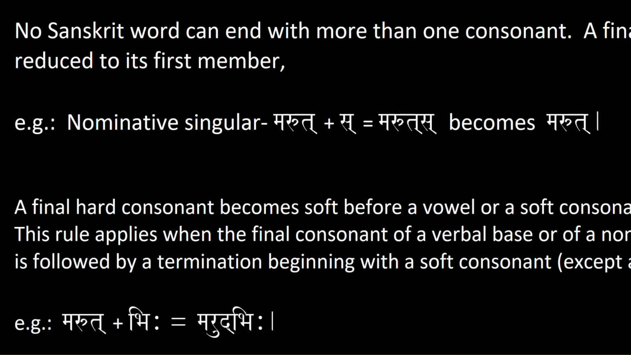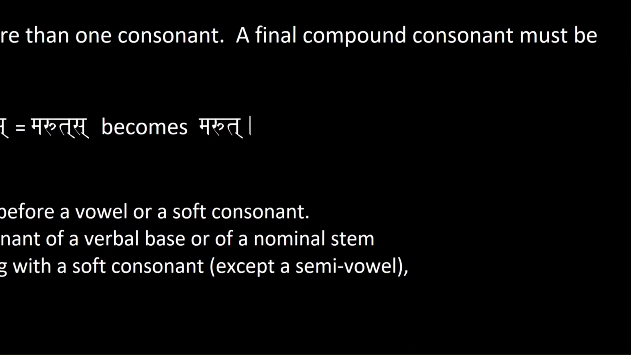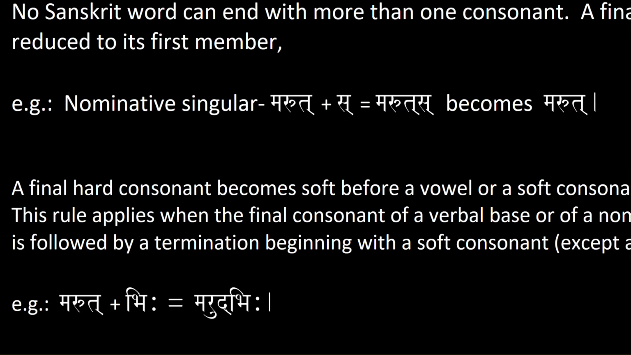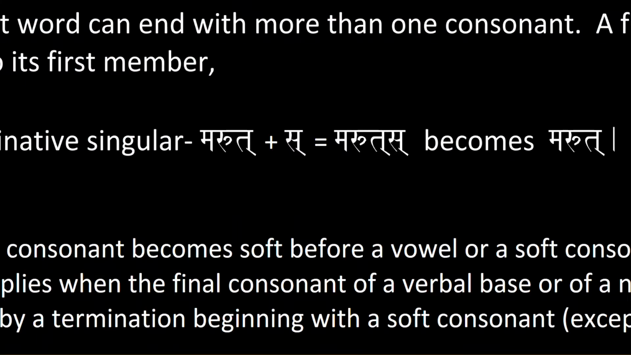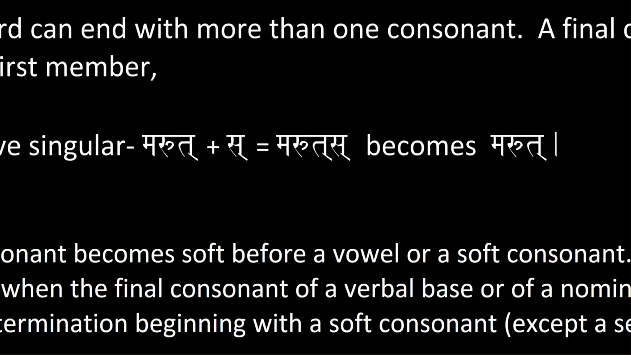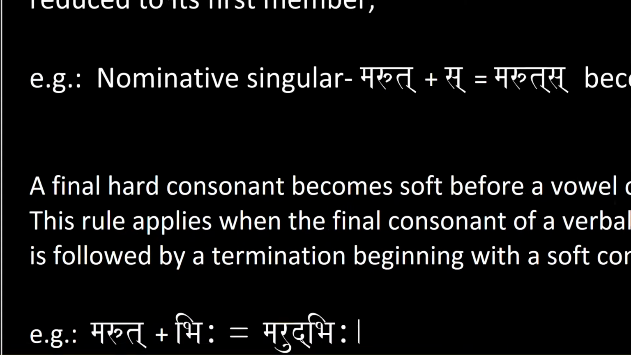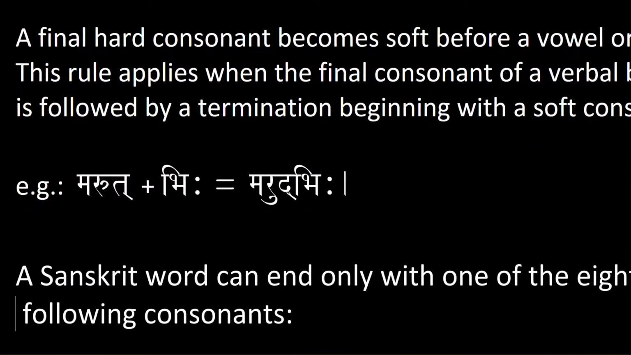So remember the first consonant sandhi we learned: no Sanskrit word can end with more than one consonant. A final compound consonant must be reduced to its first member. So, for example, nominative singular, we just learned about marut, right? But the case ending was sa, so it ended up becoming maruts. Because of this sandhi rule, the sa had to be reduced, and we ended up with marut alone. So that was a change that we saw in the declension.